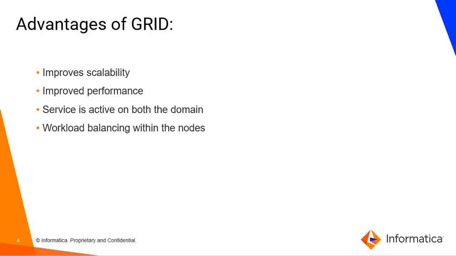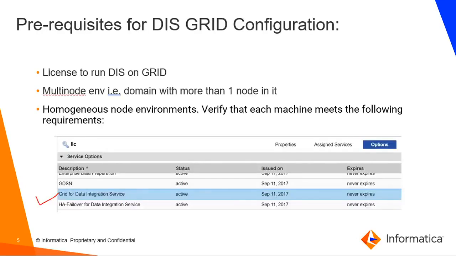Now let us see the prerequisites for data integration service grid configuration. So the very first is you will need to have a grid configured. So you will need to have a multi-node environment wherein you have more than one node in the domain. Second is the license. So to configure data integration service on grid, you need to have the grid for data integration service licensing option available. So to check on that, just click on your license, go to the options tab and see if you see the option with the name grid for data integration service.